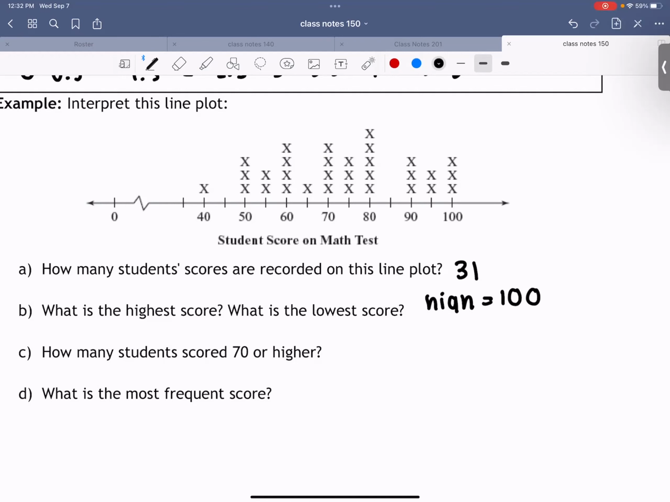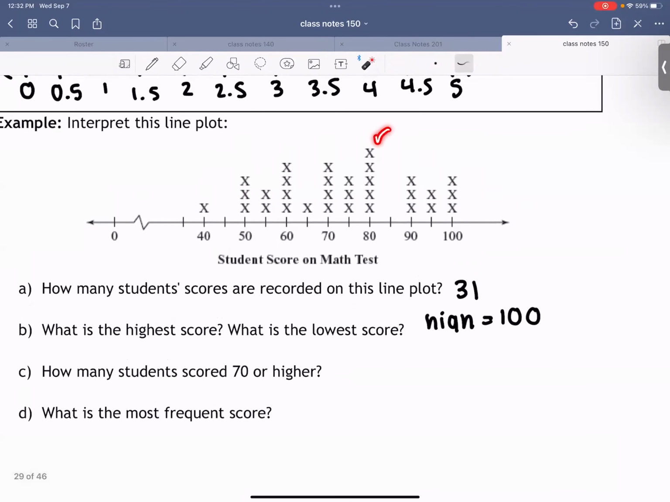I think I heard 80. Even though 80 had the most dots, it's not actually the highest score. The dots above 80 represent the students who scored an 80. So technically the highest score is the highest numerical value a student got. Is everyone on the same page with that? Cool. All right, what's the lowest score? 40, good. Even though 0 is on the line plot, no students scored a 0, so it's definitely not 0. The student who scored the lowest is the student furthest to the left, which is 40.